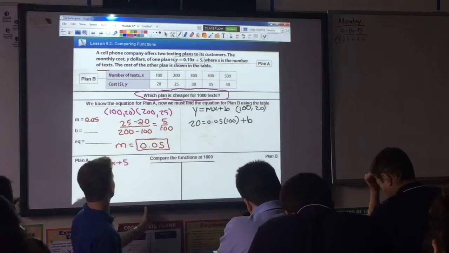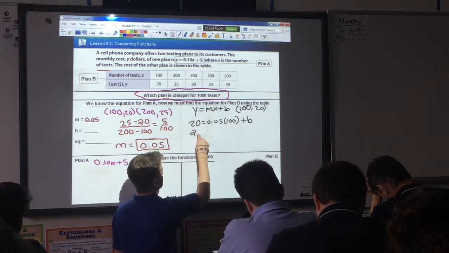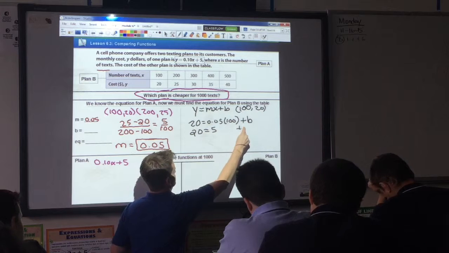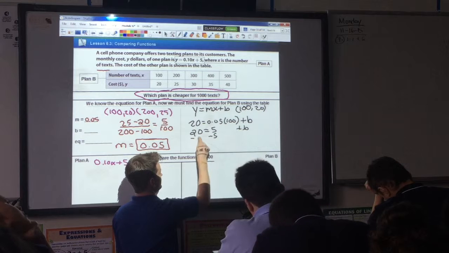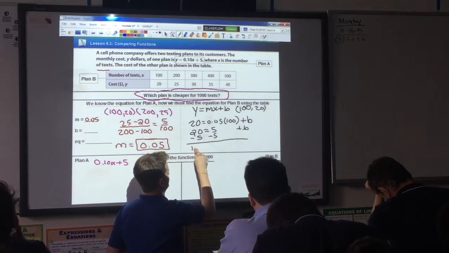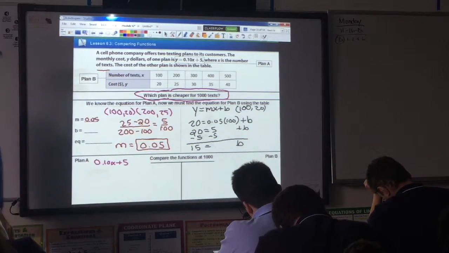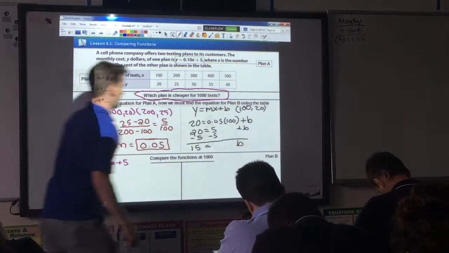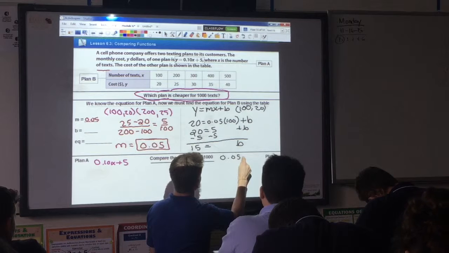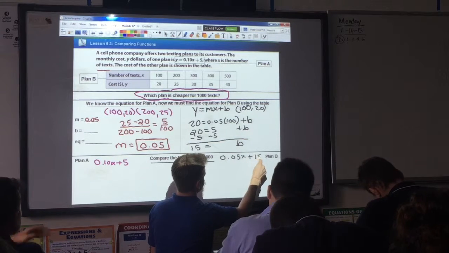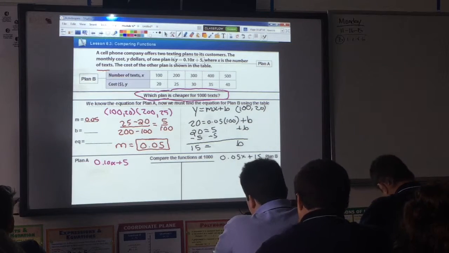Anybody tell me what 0.05 times 100 is? It's 5. So 20 is equal to 5 plus b. What do I do now, class? You subtract it. Good. Subtract 5 from both sides, and I get 15 is equal to b. So I have my m, I have my b. I can go in and write the equation for plan B, and I'm going to have 0.05x plus 15. That's plan B. So, do you understand how we get the equation for plan B? Yes or no? Yes.